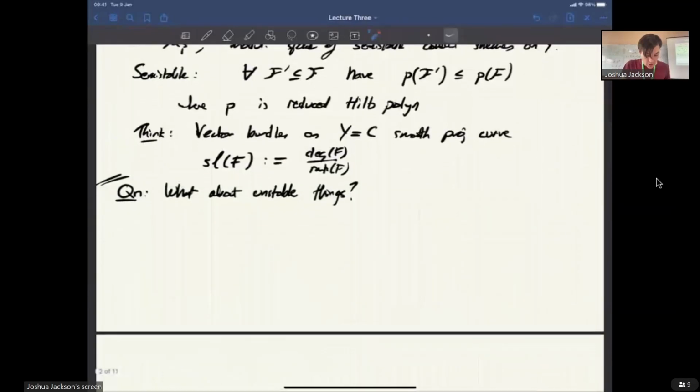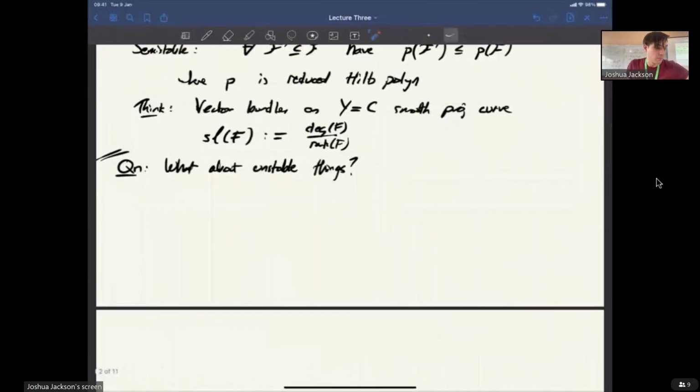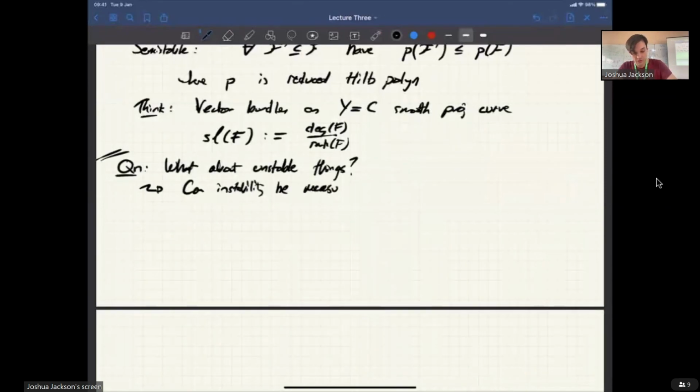Okay, the related question that you have to answer first is, can instability be measured? Is there some reasonable notion of how unstable something is?